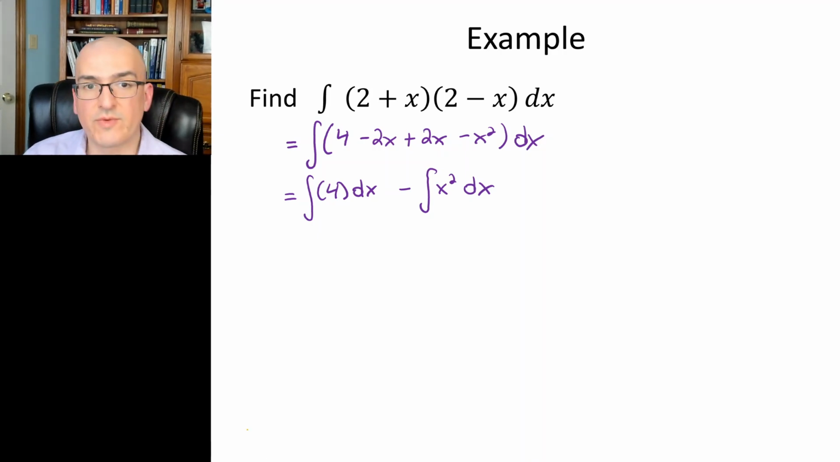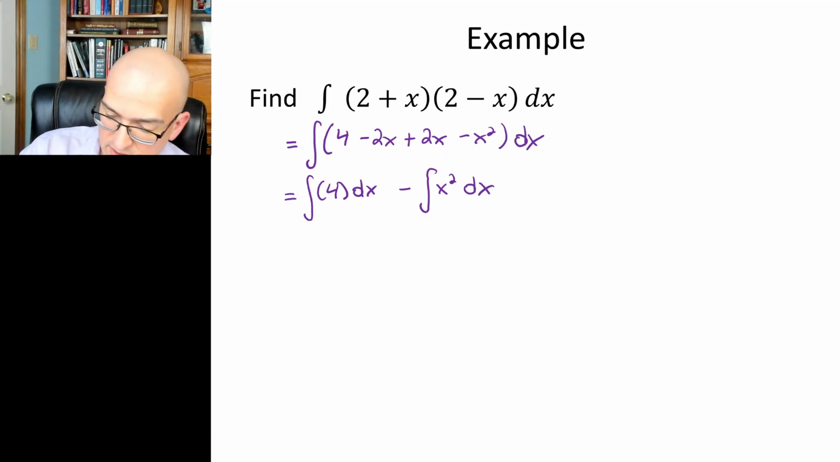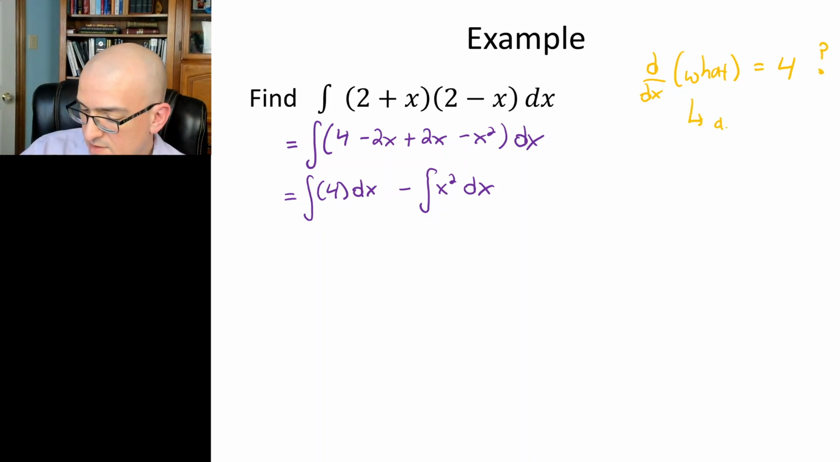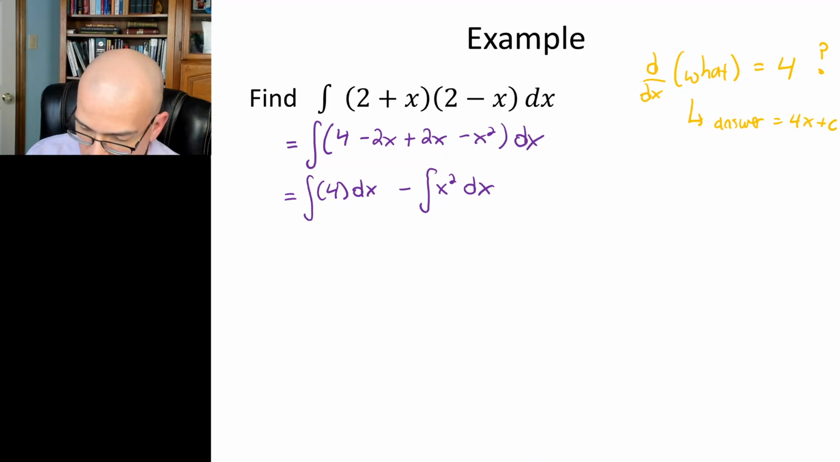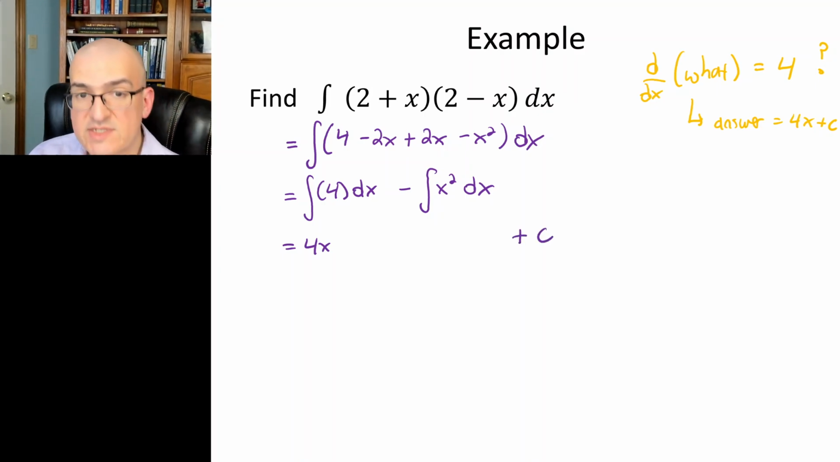Okay, now this is new. We haven't had this yet. d by dx of what equals 4? What do you take the derivative of to get 4? And the answer is 4x plus c. So the antiderivative of 4 is 4x plus c. But I'm going to tack that plus c on at the end for both the pieces.